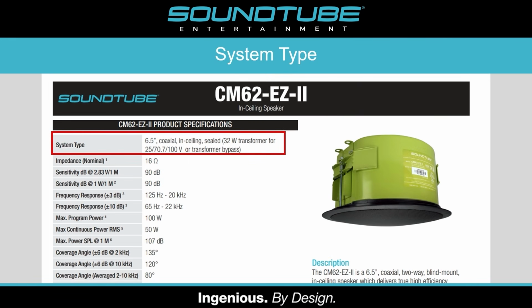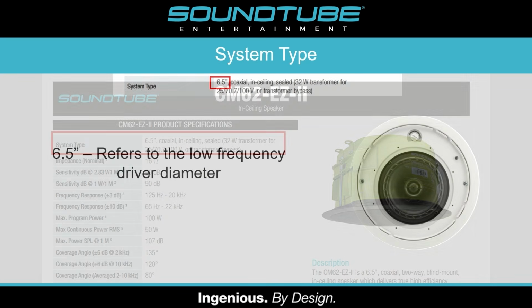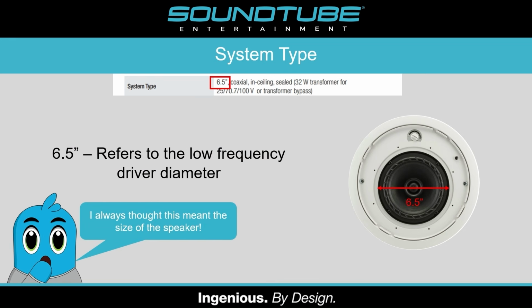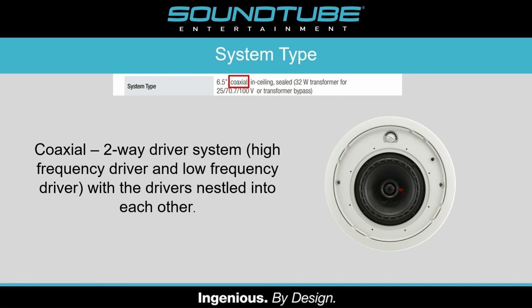The system type on a tech sheet is the overview of what the device is. What does this section tell us? The first number, 6.5 inches, is telling us the diameter of the low-frequency driver in the speaker. When discussing speaker sizes, we always refer to the diameter of the largest driver component. The next word, coaxial, is letting us know the configuration of the drivers.